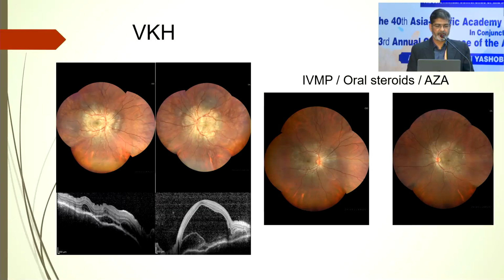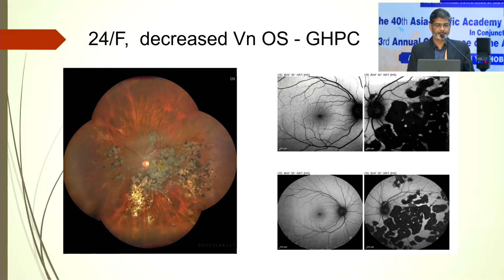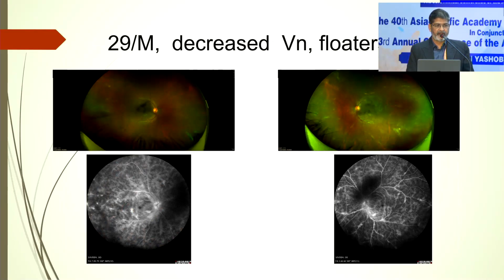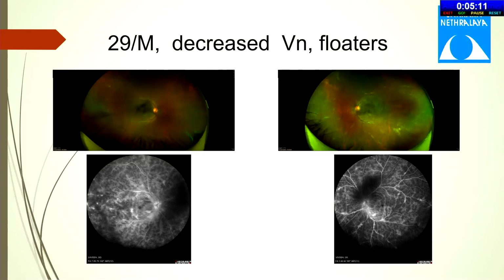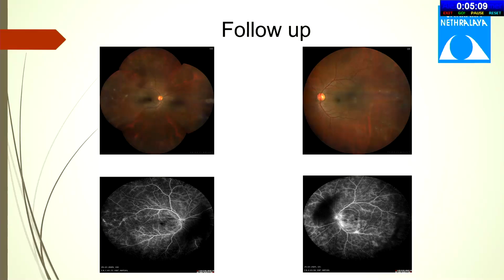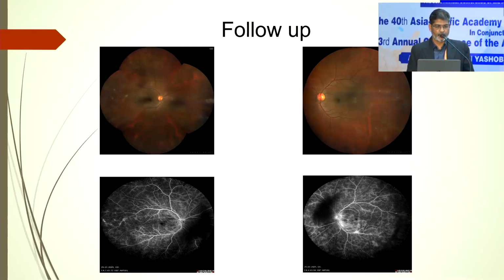Another VKH, in an active stage, and with IVMP steroids and Azoran, he's resolving now. This was a 24-year-old lady with decreased vision in the left eye, had a macular GHPC, and this is the resolved stage. She was also treated with intravenous methylprednisolone to start with, followed by oral steroids and azathioprine. A 29-year-old male with decreased vision and floaters, and we see there's an active retinal vasculitis in both the eyes, and with steroids and azathioprine is resolving.